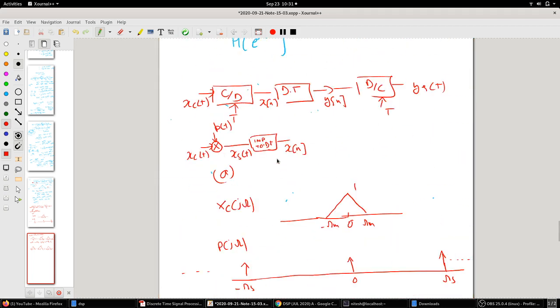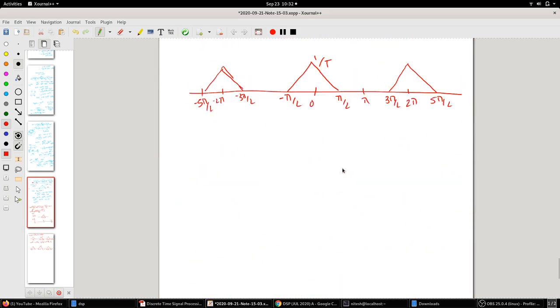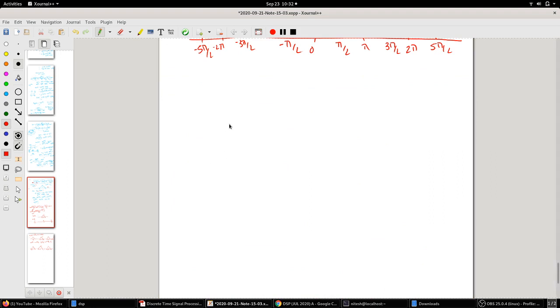So coming back to this diagram, this x of n, we have got till x of e raised to j omega now, right? Now what we are saying is there is a discrete time system which has got a frequency response of h of e raised to j omega, which is an ideal low pass filter with cutoff of pi by 8. So ideal low pass filter will look like something like this. So h of e raised to j omega is a discrete time Fourier transform, right?